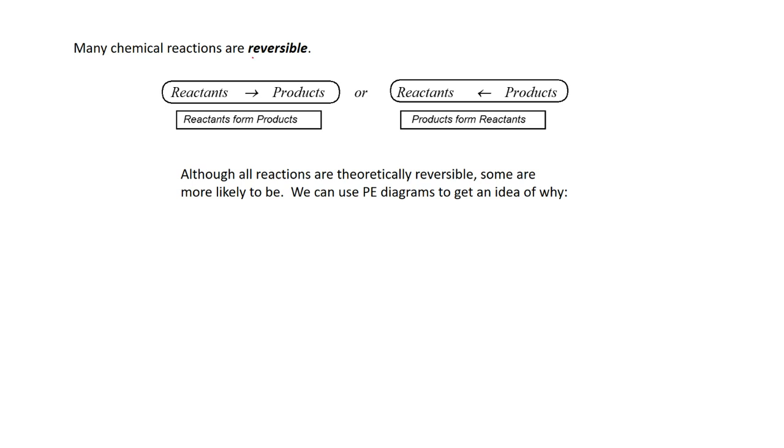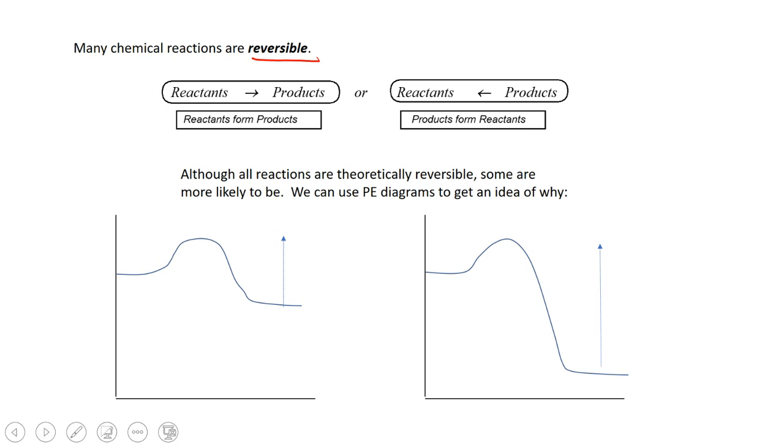Okay, so this idea that reactions are reversible. All reactions are theoretically reversible. It's just that some are way more likely to happen on their own, at least spontaneously. So if we compare these two potential energy curves, doesn't matter what these reactions are, we see that they're both exothermic in the forward direction. So they're both going downhill. One releases a little bit of energy, one releases a lot more.